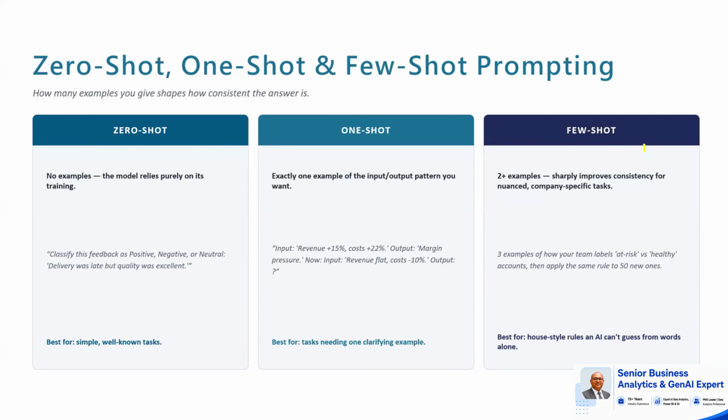So zero shot prompting is with no example. One shot prompting is with one example. Two shot or three shot, all will come under few shot. There you can give one, two, or three examples.